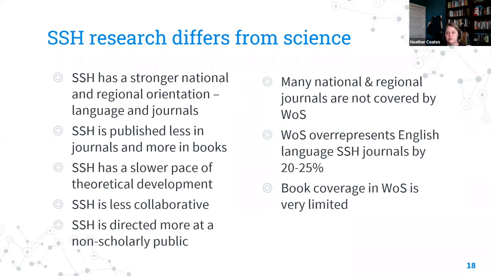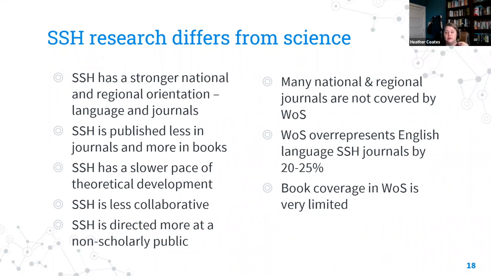The literature is published less in journals and more in books, has a slower pace of theoretical development. That tends to have less, I think, implication for metrics, but I thought it was an interesting result, and you might argue with that. It tends to be less collaborative, although many of the studies around that are a few years old, and I believe that is changing over time. So it would be interesting to see how that shifts over the next 10 to 15 years.